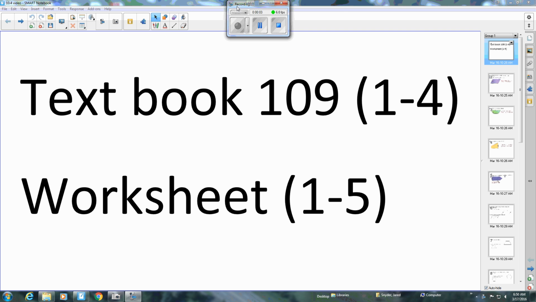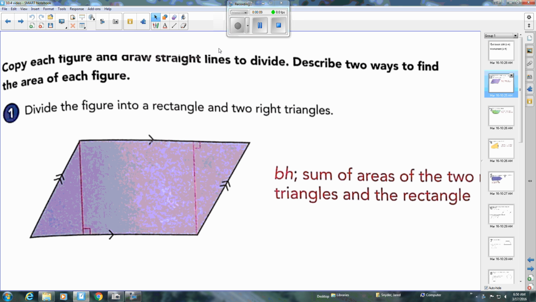Okay, this is the homework: textbook page 109, questions 1 through 4, and the worksheet questions 1 through 5. Copy each figure and draw straight lines to divide, to describe two ways to find the area of each figure.